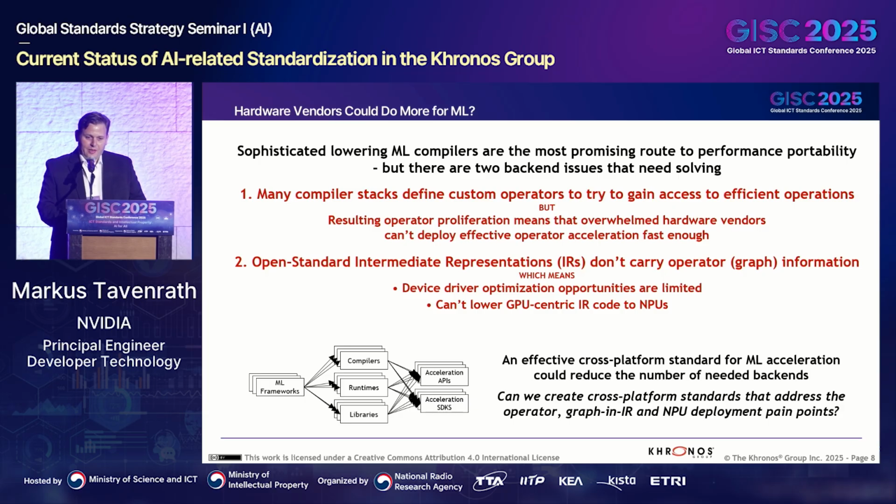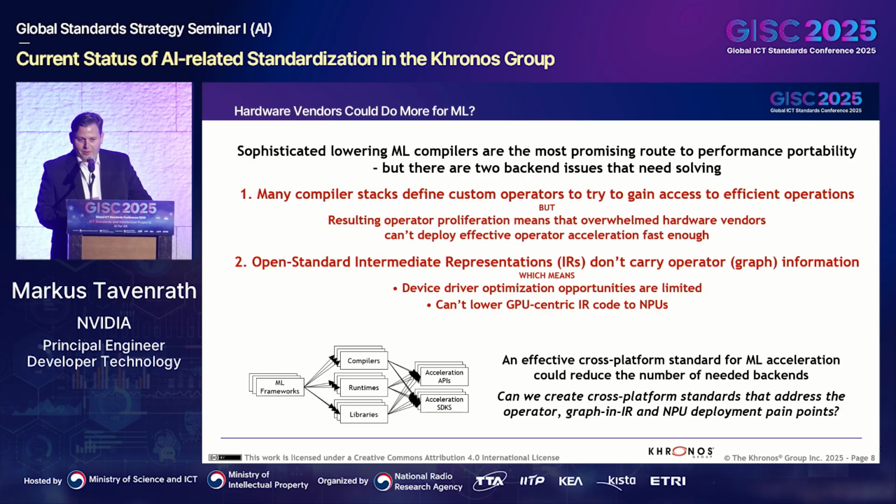Those compiler stacks define custom operators to try to gain access to efficient operations. But if you have this operator proliferation and you go to compute kernels and you have different compute APIs in the backend, you have to generate those compute kernels for each hardware vendor to be efficient and run at speed of light. And if you were an NPU vendor and integrated into such a pipeline, you would lower only 2 operator sets. But you would have to add support for all the new operator sets all over again. And if you can't deploy those operators fast enough, then your hardware will get outdated really quick.